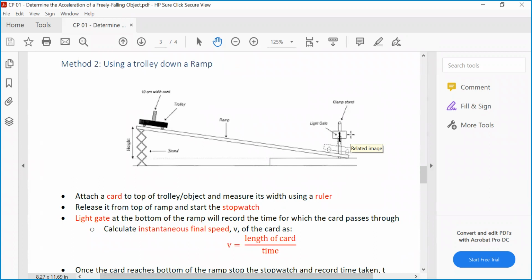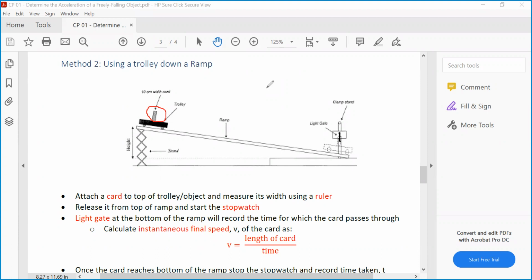Attach a card to the top of the trolley and measure its width using a ruler. This is the card they are saying. Release it from the top of the ramp and start the stopwatch. When you release, just start the stopwatch. The light gate at the bottom of the ramp will record the time for which the card passes through. The light gate records the time the card is in it. That's why we use a light gate.